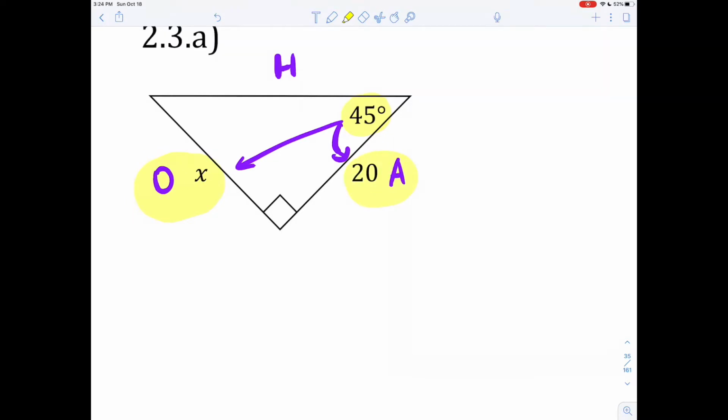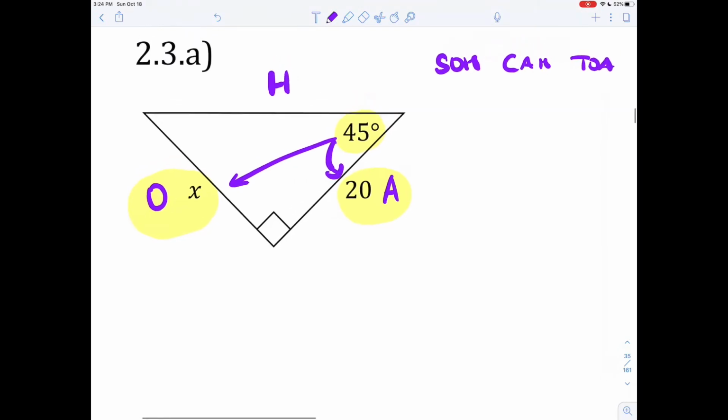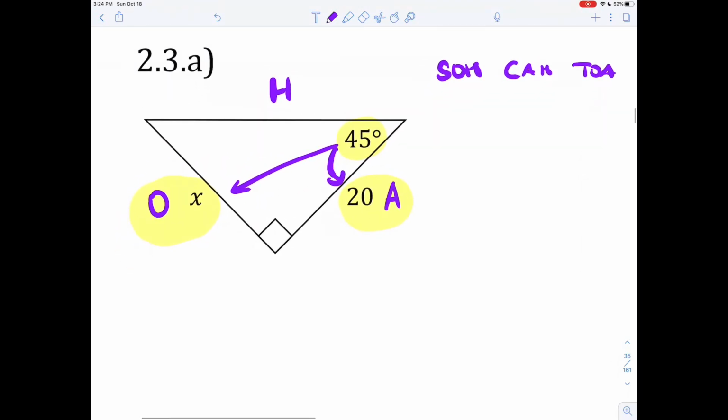I'm going to be now working with my opposite and my adjacent sides, which means if I have my OA, I'm going to be looking at my TOA of my SOHCAHTOA. So I know that I'm going to be using my tangent ratio. Now, step 4, write down the definition of the appropriate trigonometric ratio.